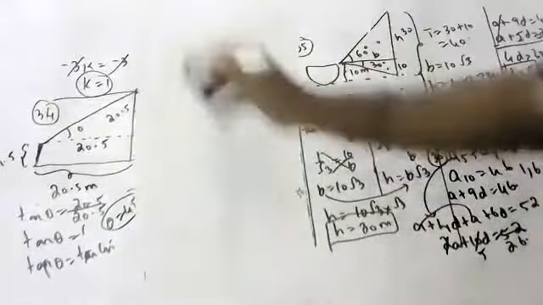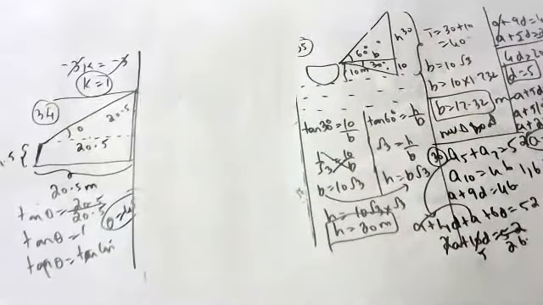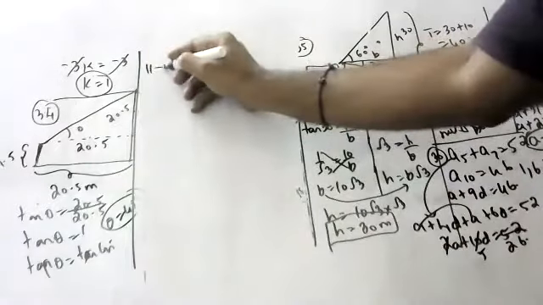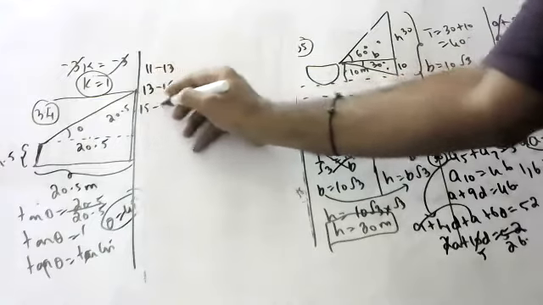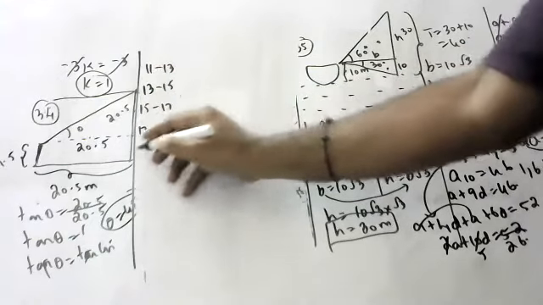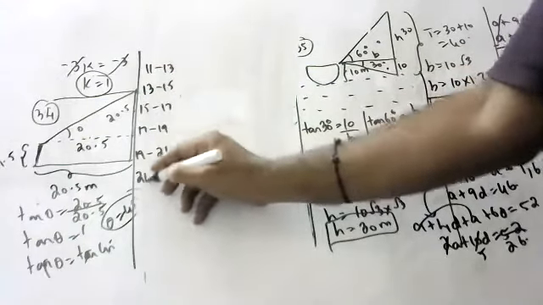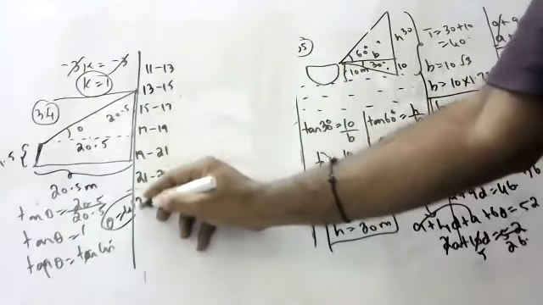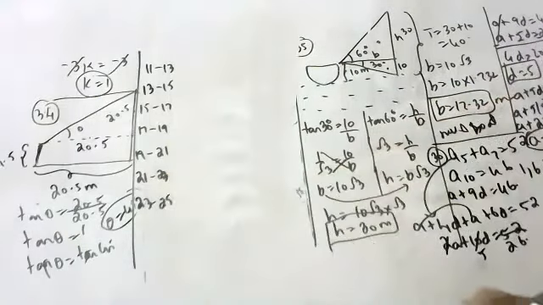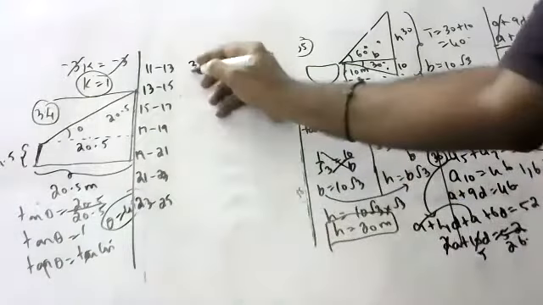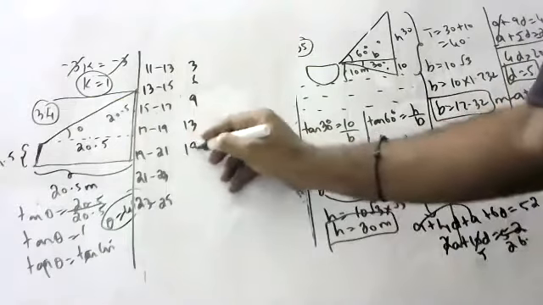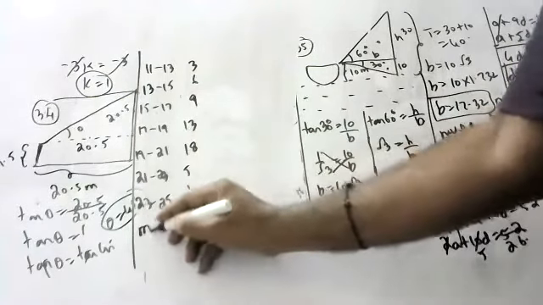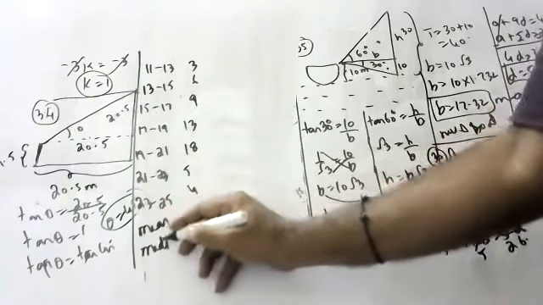Children, they are saying, find the mean and median. The classes are 11 to 13, 13 to 15, 15 to 17, 17 to 19, 19 to 21, 21 to 23, 23 to 25. The frequencies are 3, 6, 9, 13, 5, 4. You have to find the mean and the median.